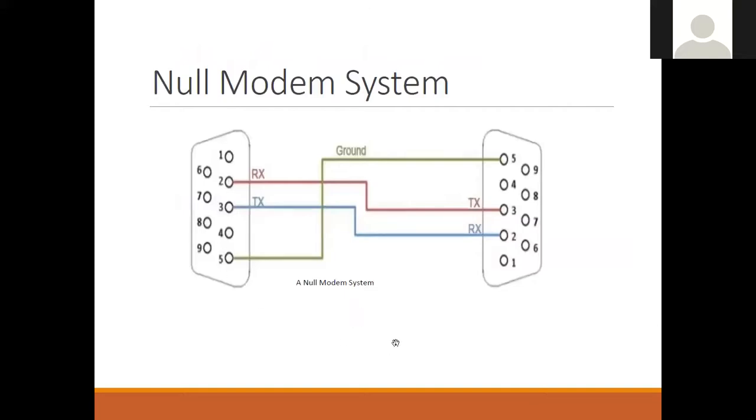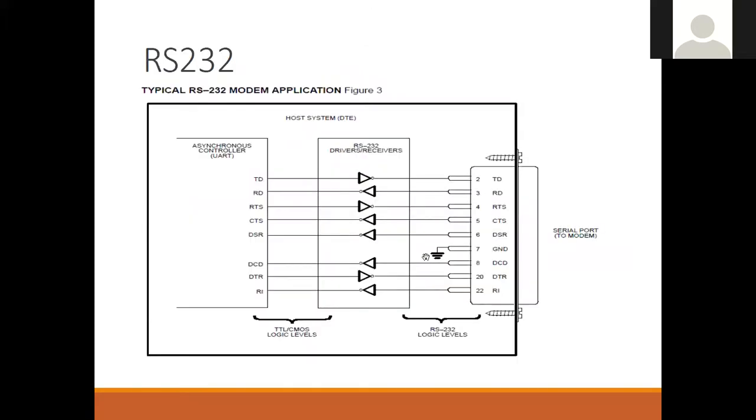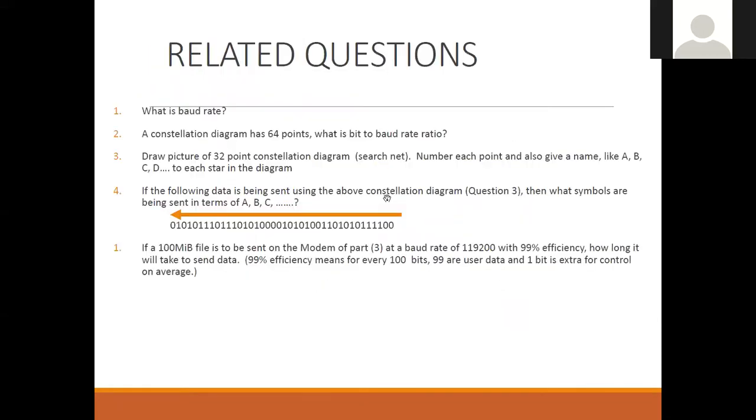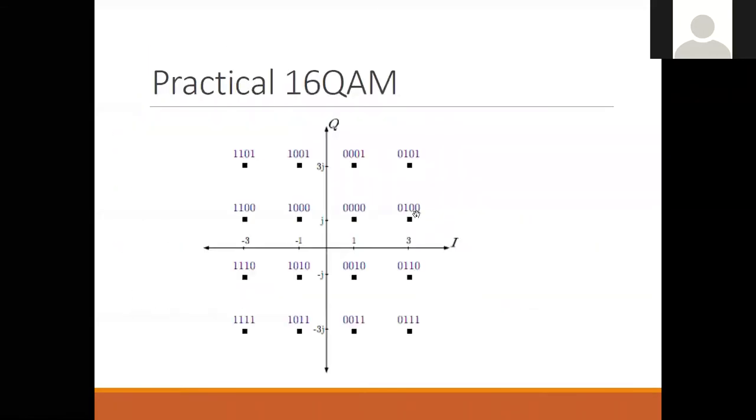Null modem system in RS-232 is used when you don't have any modem in between, like you have in your class. So you connect ground to this ground, RX to TX of this, RX of this to TX of this. That is called null modem system. And these are typical RS-232 modem applications for a system. Let's not talk in detail about that. So this is the end of the modem related discussion.